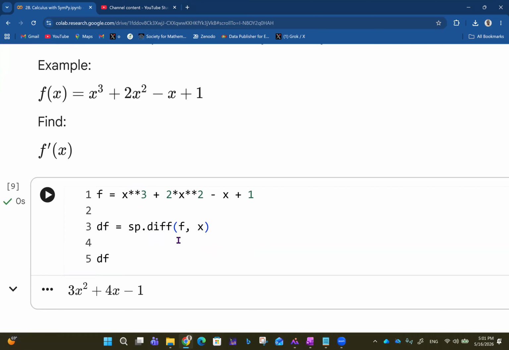So to differentiate that, of course, that's going to be 3x squared plus 4x minus 1. And the key word here is diff. So you have sp.diff, then you take the function and the variable with respect to which you want to differentiate.